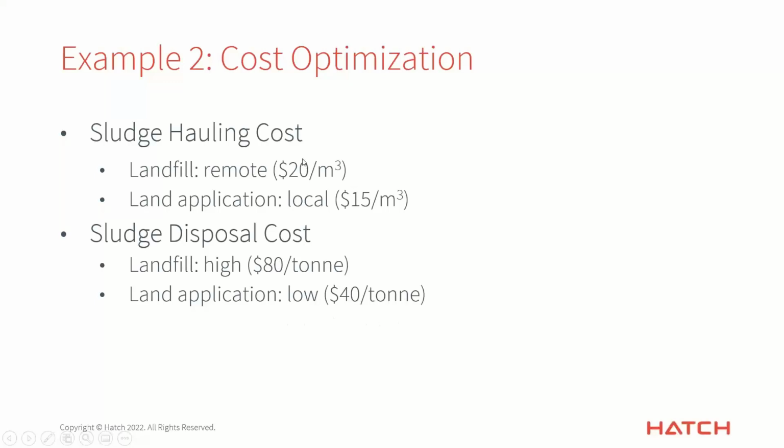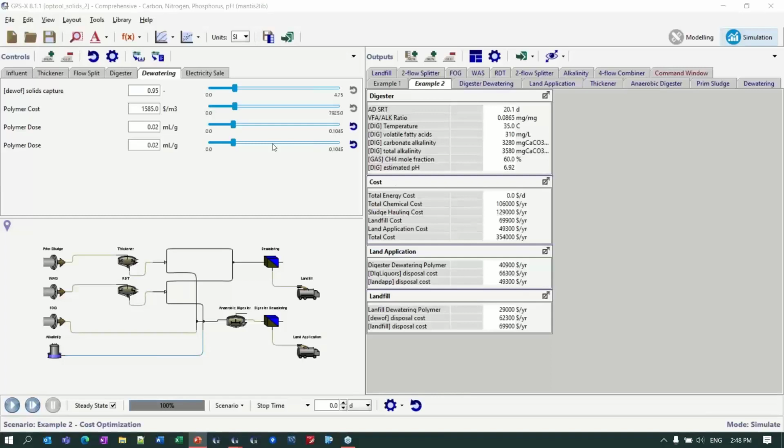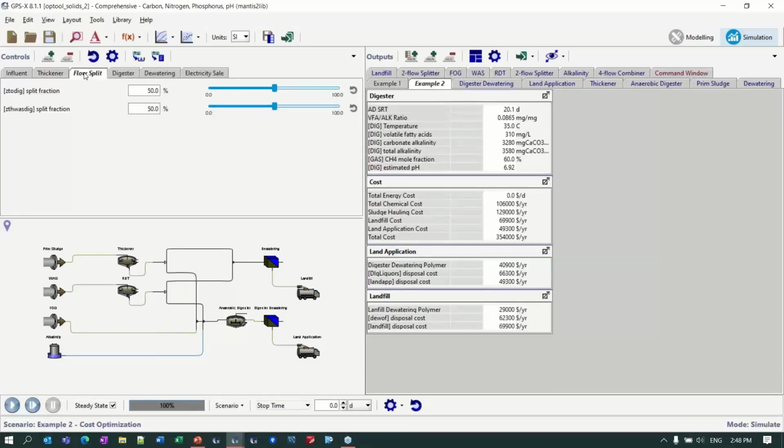So about half the cost to land apply. So clearly you can see land application is the better option of the two. So we want to try and optimize by moving to more land application if we can. So we're going to change the flow splitting. I'm going to leave that polymer dose where it was. We're going to go to flow splitting.